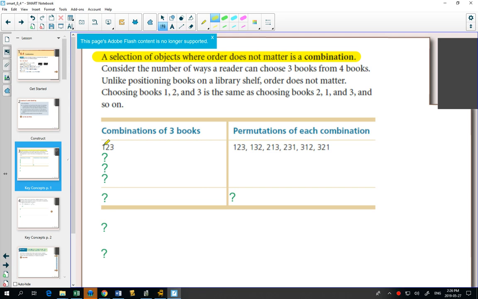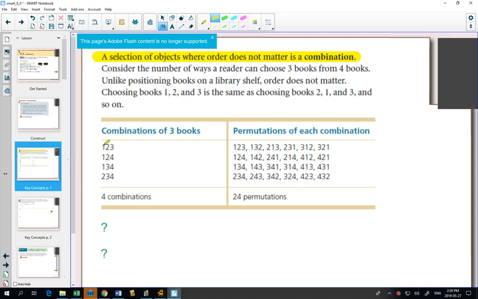So you could have chosen book 1, book 2, book 3. You could have chosen book 1, book 2, book 4. Book 1, book 3, book 4, or book 2, book 3, book 4. Whew. It's fun to say book that many times. So in permutations, we would have had 24 different permutations, but in combinations, we only have 4.